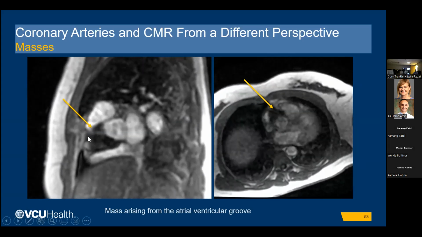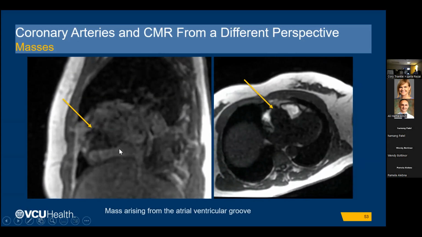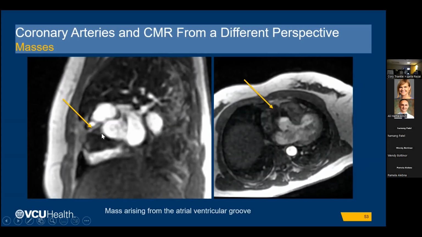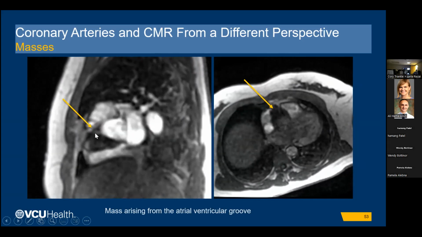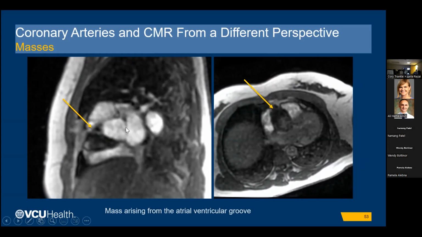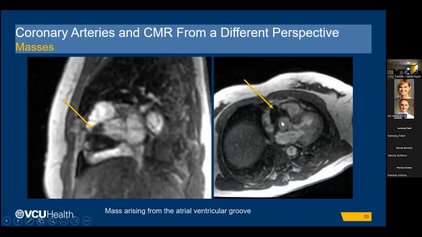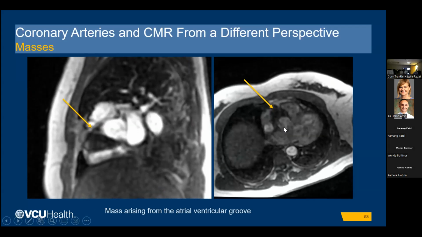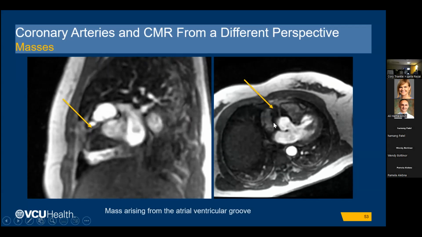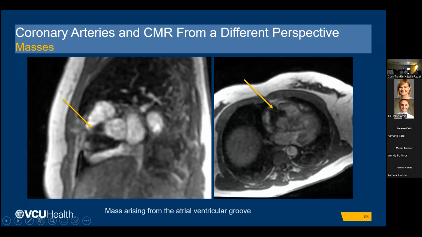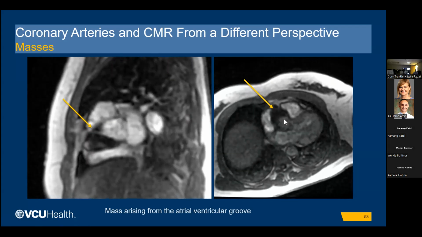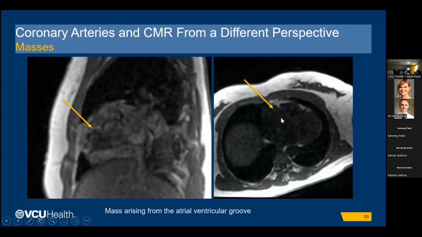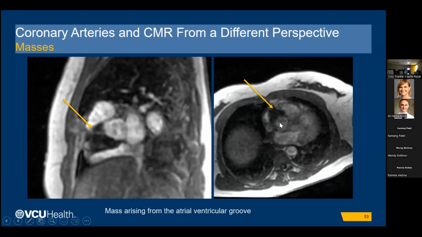So here we have the mass, which is pressing on the right atrium, somewhat involving the tricuspid valve, encasing the right coronary artery. We can see that at least the proximal right coronary artery is filling with blood during the first pass perfusion. Same one on axial view, the tumor not enhanced initially, later on shows a little bit of enhancement. It's not a hypervascular tumor, and it's encasing the coronary, which shows some enhancement.